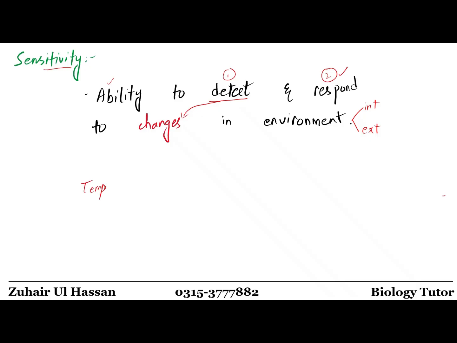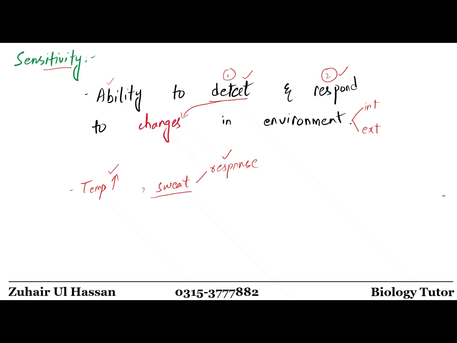For example, if temperature increases, the human body starts sweating. Sweating is a response. Before sweating, there is a mechanism in the human body that has detected that increase in temperature. According to that detection, our body has started producing sweat. That is the response. So this is known as sensitivity and is shown by all living organisms.